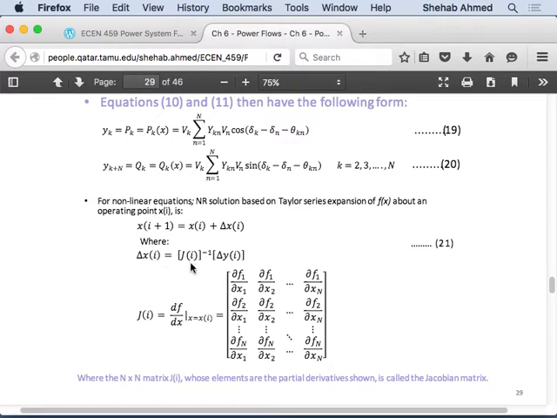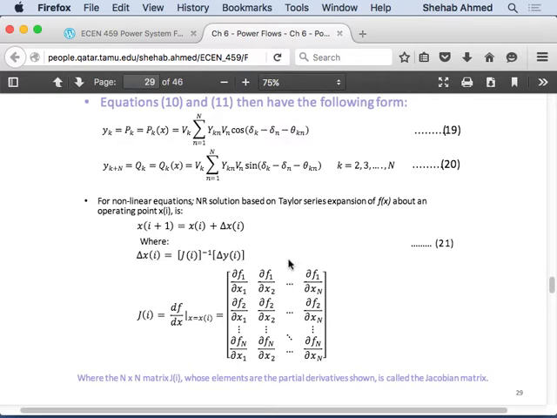So you will multiply the Jacobian by your vector of sensitivities in power. This is my delta y, the difference between the known power and the estimated power. You multiply that by the Jacobian matrix. How do you construct the Jacobian matrix?